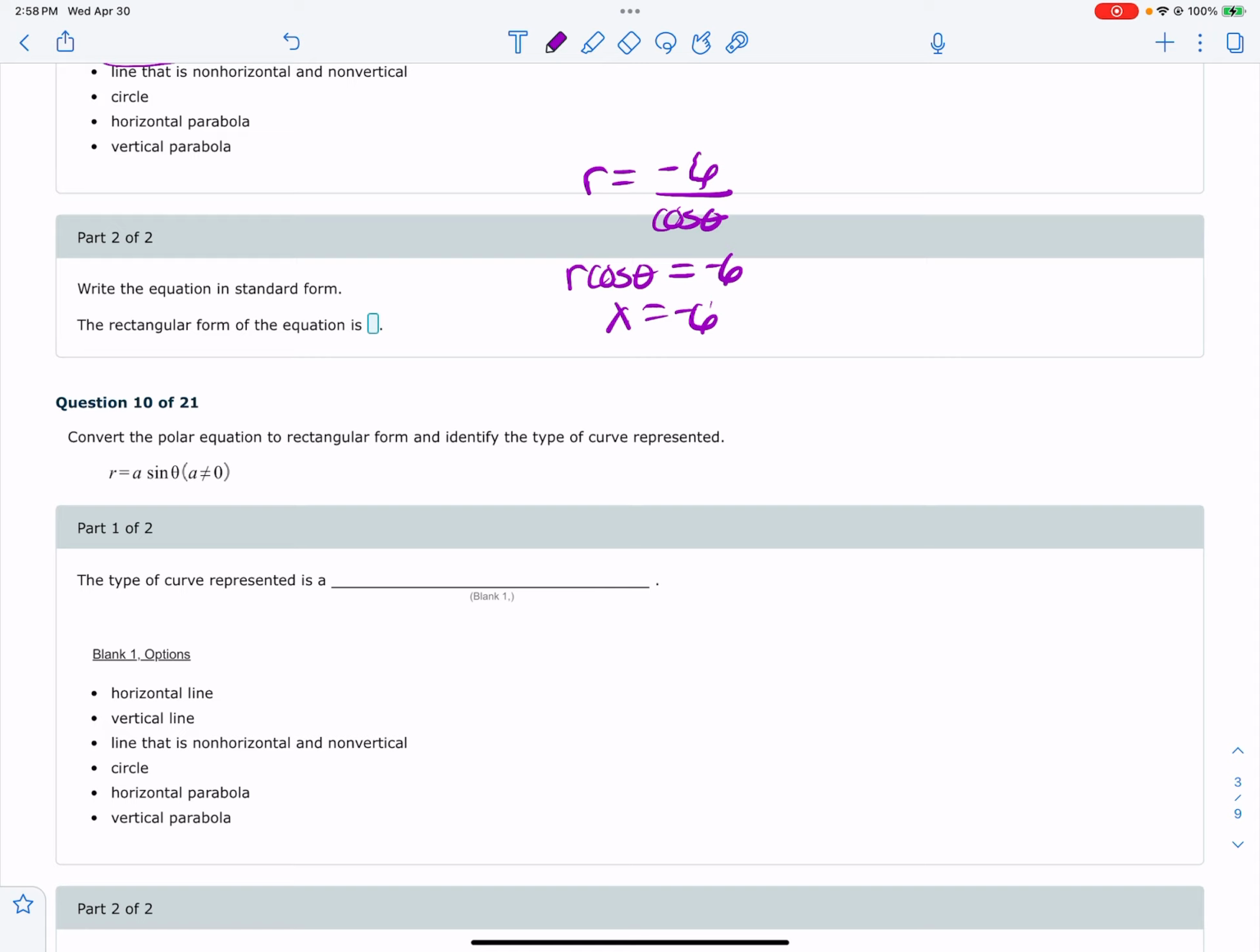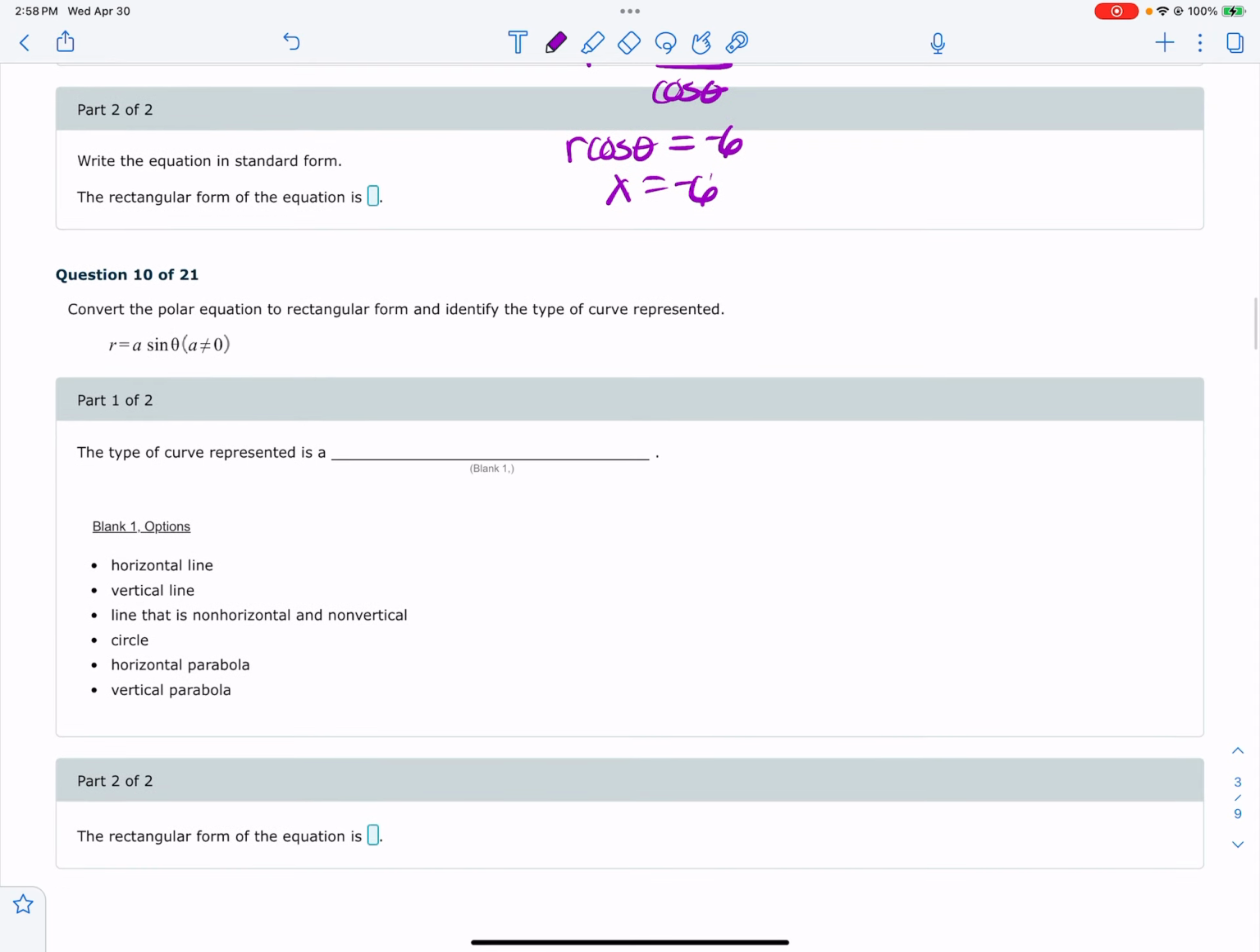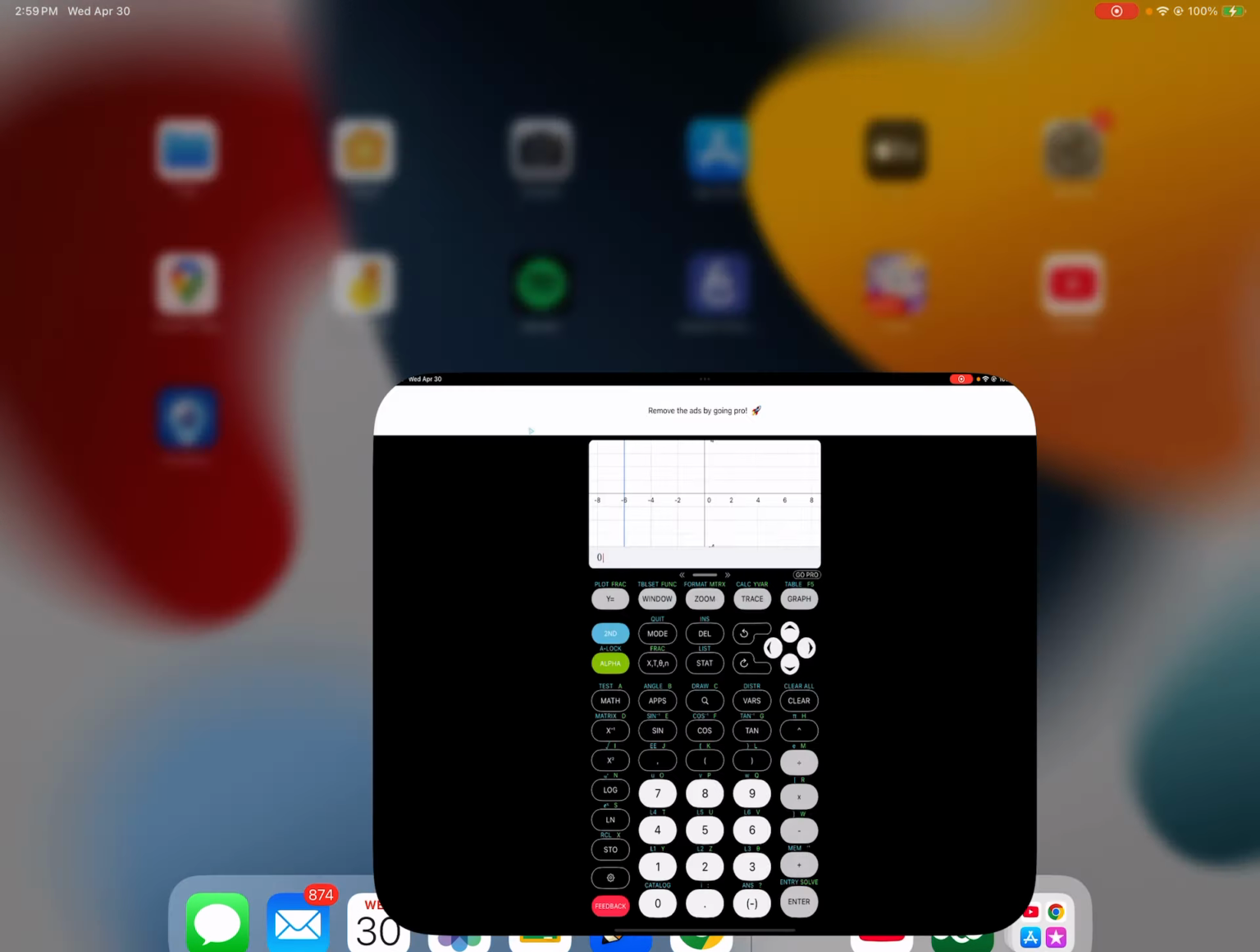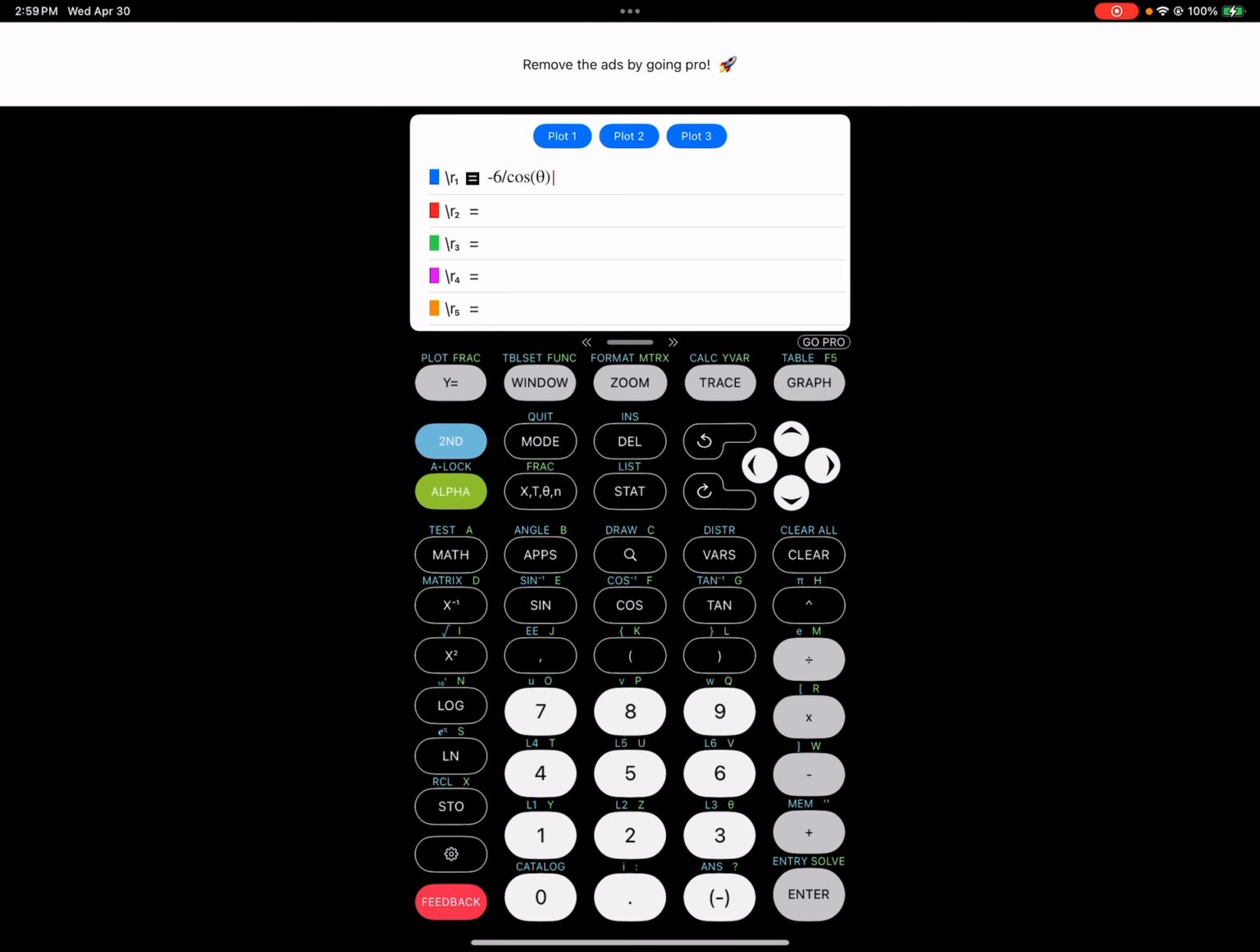Okay, number 10. So number 10, notice, does not give us a number. It just says a. So if there's any number here, how would this equation look? If we put any old number there, well, we already know. Well, okay, let's just do it. Let's put a number there. Let's go to our equations, and let's just put a number there. 6, what was the function? Sine theta.